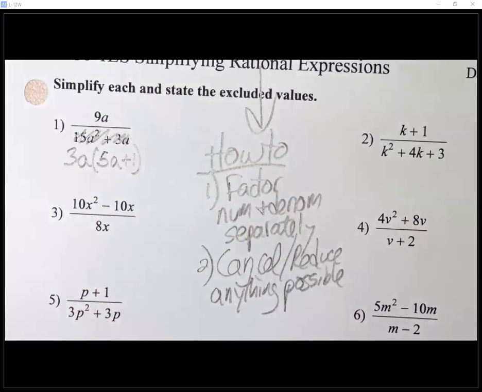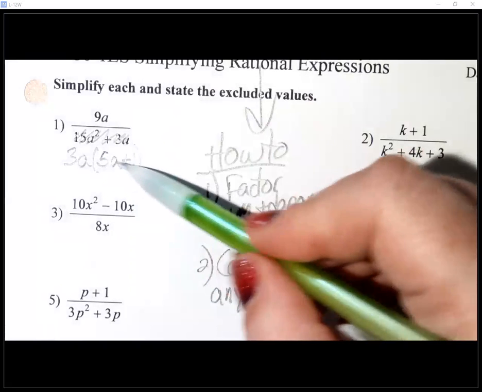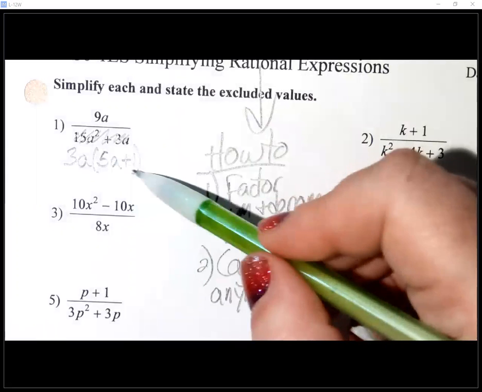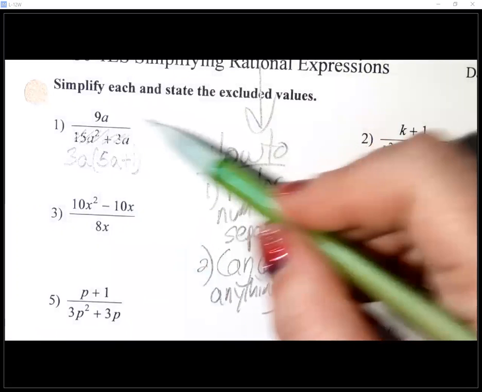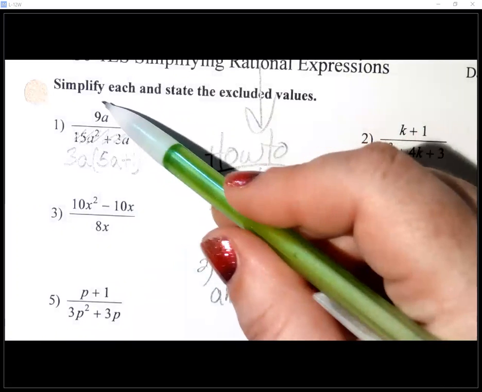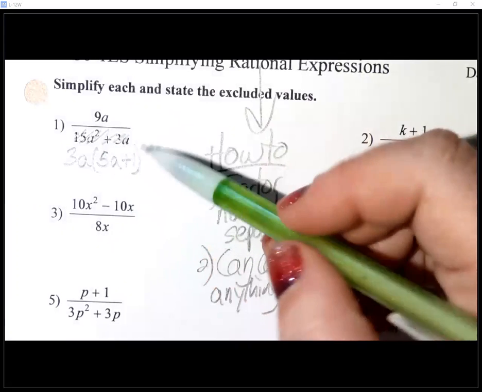So step one is done. I factored the numerator and denominator separately. And then step two says cancel or reduce anything that's possible. So do you see anything that we could reduce with each other? Here's the thing. 5a plus 1. Let's just talk about that binomial. I can't touch anything in that binomial unless I had the exact same binomial up top. So with binomials, you can only cancel the entire binomial with an entire binomial that matches, right? So I'm not going to touch this 5a plus 1 at all.